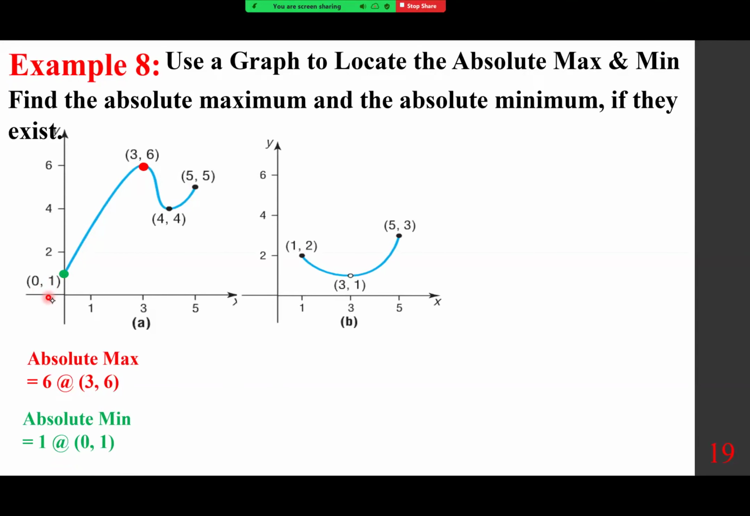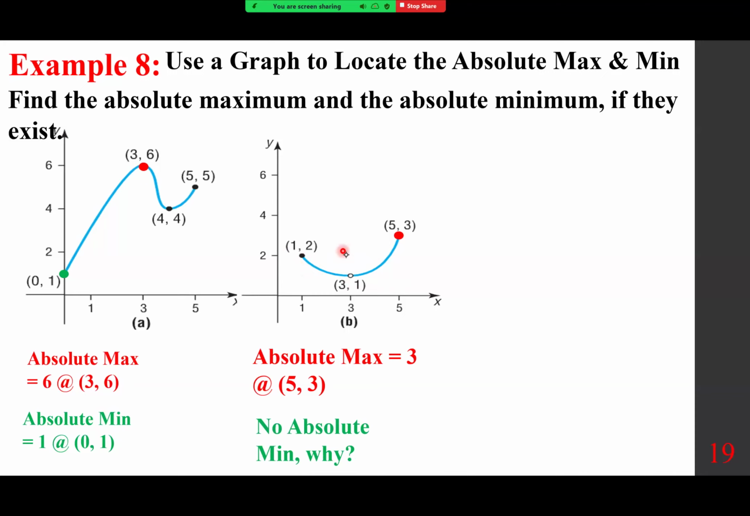In this case, absolute max equals 3 at this pair. Absolute minimum, since there is a hole here, there is no absolute minimum. Why is that? Because the hole is not a part of the graph. So therefore, we don't have it. This endpoint is nothing. It's neither local nor absolute.